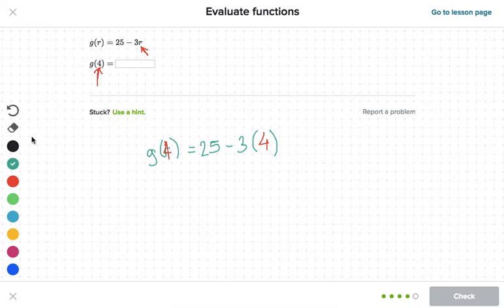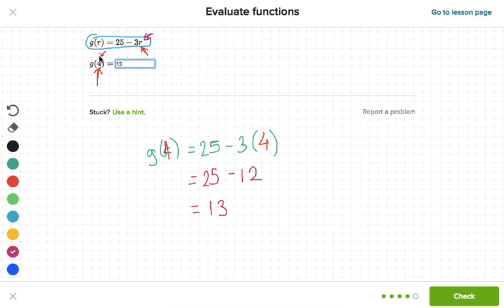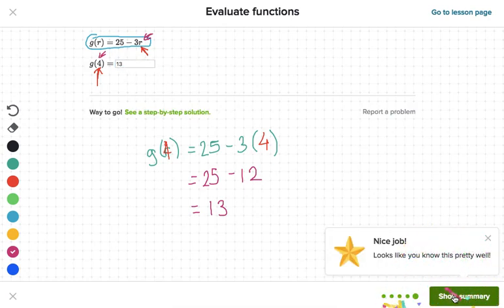The idea being that where g of r is equal to 25 minus 3r, g of 4 is equal to 25 minus 3 times 4. Same as if g of 6 would be equal to 25 minus 3 times 6. So again, quite easy to solve. This is just giving us 25 minus 12, and that gives us 13. So g of 4 equals 13. The idea being just plug the value into the expression. You're given it, so plug it in and solve from there. Okay, let's see how you do on your own.